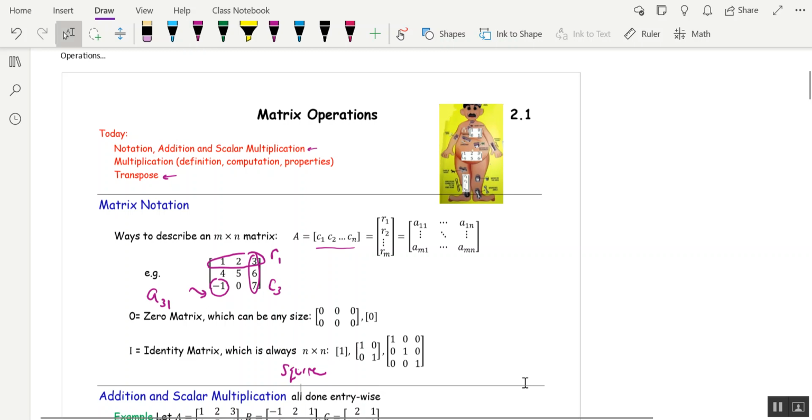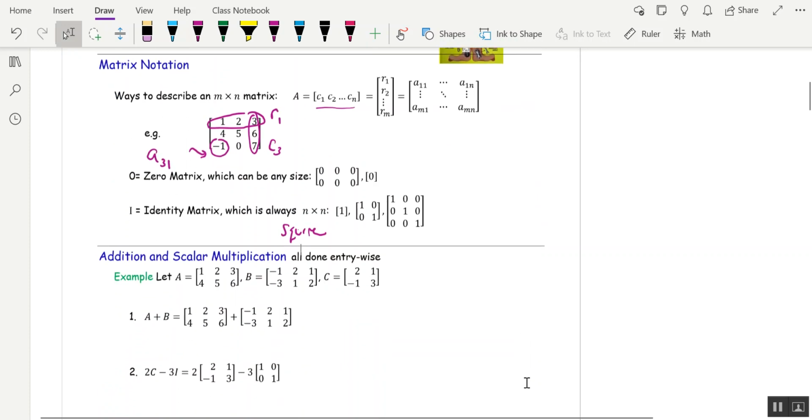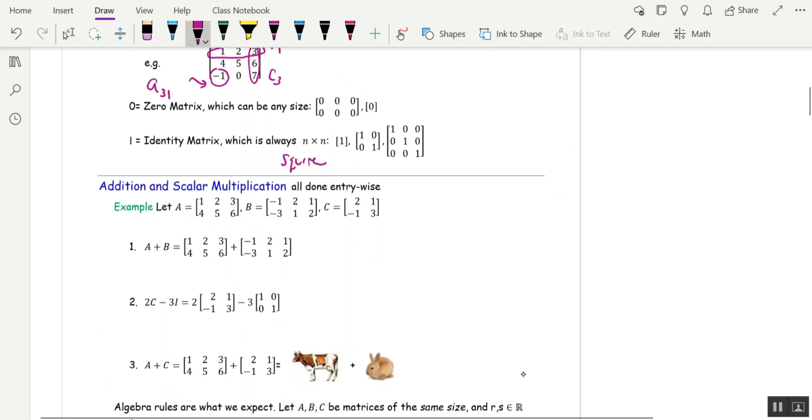Reduced echelon form. Okay, so let's do some addition and scalar multiplication computations. We've got 3 matrices here, A, B, and C. If I want to add A and B, I can, because they're both 2 by 3 matrices. They have to have the same size. And by adding entry-wise, that just means you're going to add the entries of the first matrix to the corresponding entries of the second matrix.